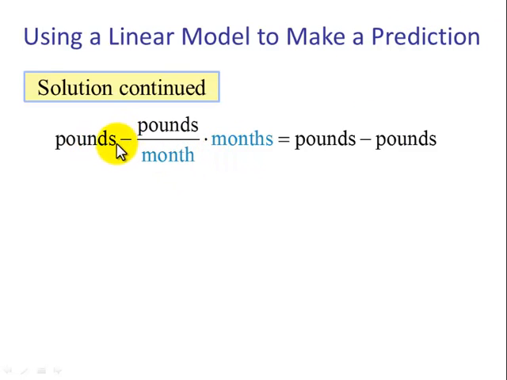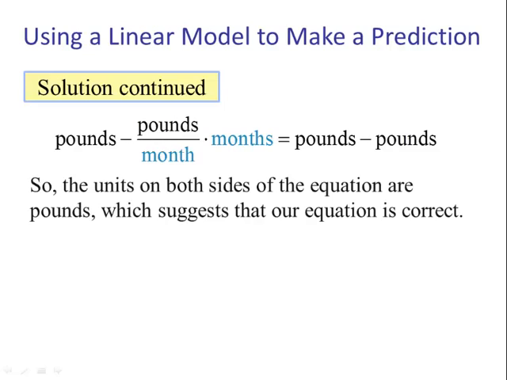So we have pounds minus pounds. Pounds minus pounds, of course, is pounds. So on the left hand side we have pounds. On the right hand side we have pounds. So both the units are the same, and this gives evidence that our equation is correct.